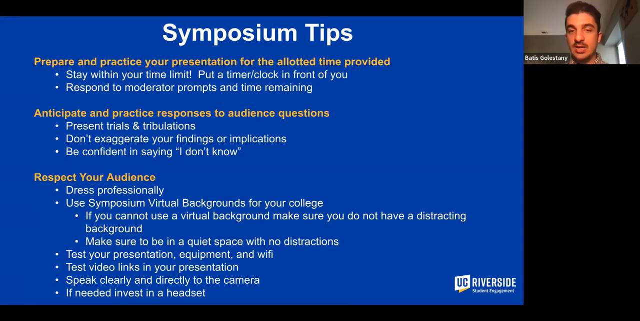And speak clearly and directly to the camera. If needed, invest in a headset. But again, speaking clearly and directly into the camera is very, very important. And again, the best way to do that is to practice on your own time. Set up a Zoom meeting with yourself and just look at yourself present. That's going to be the best way to see how you look in front of others.